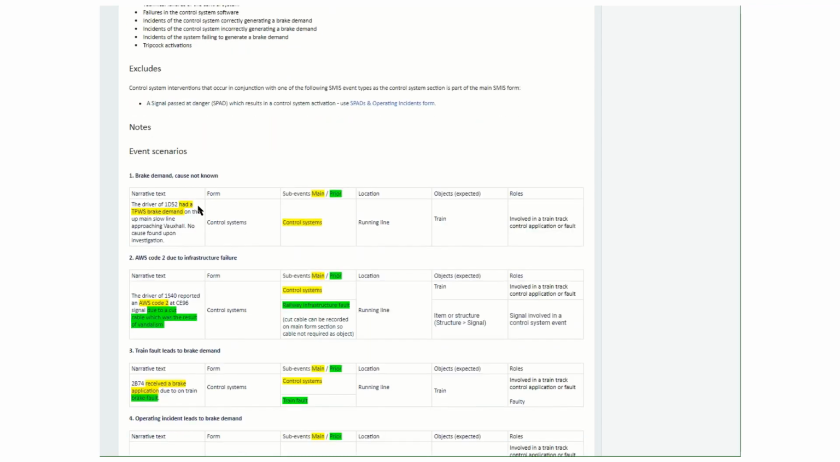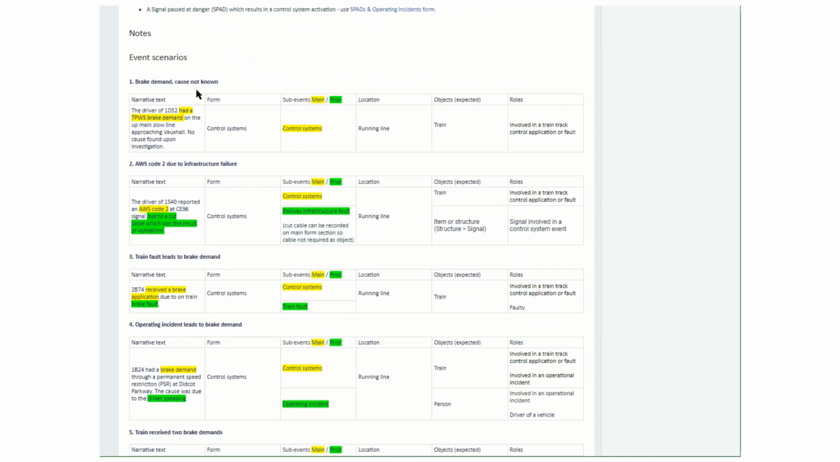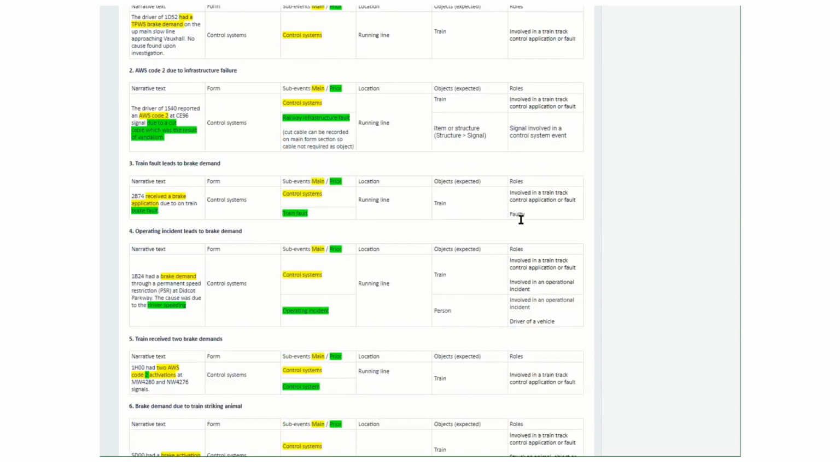And then finally, we have event scenarios. So this details some of the common SMIS scenarios that you would record under this event category and includes details relating to which prior sub-event you need to add and/or which objects and object roles are applicable to the scenario.